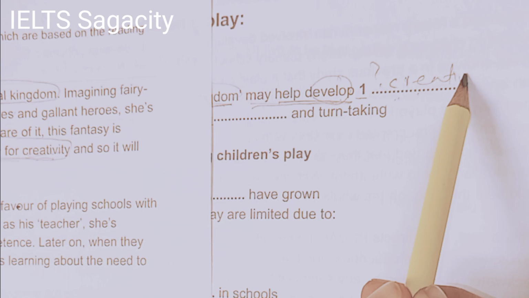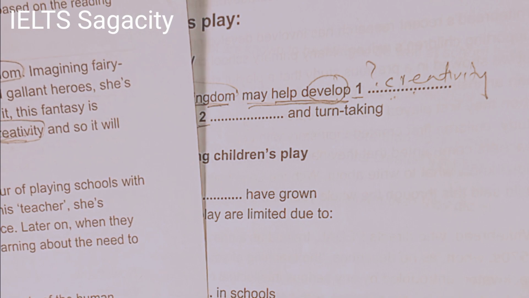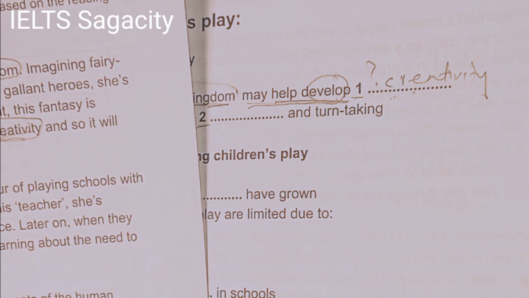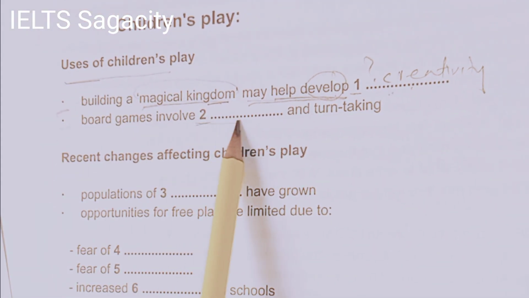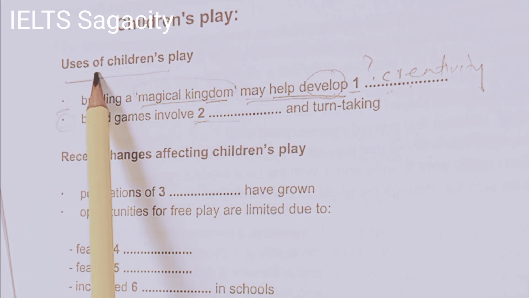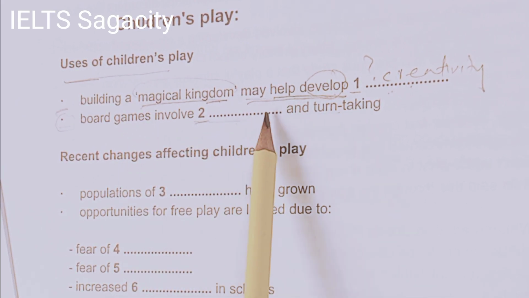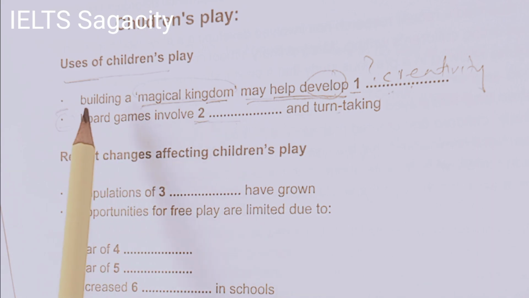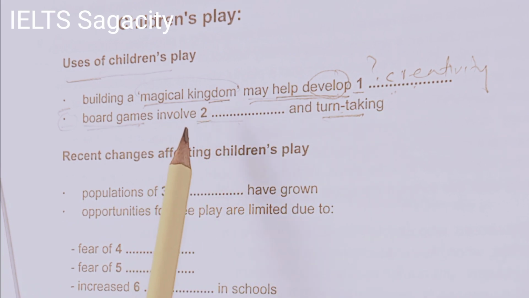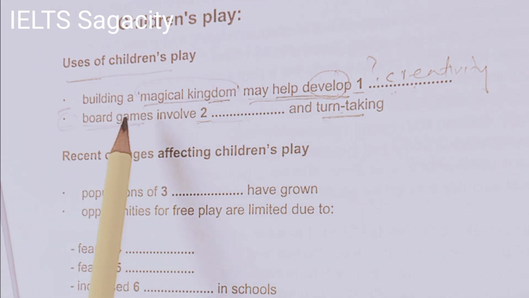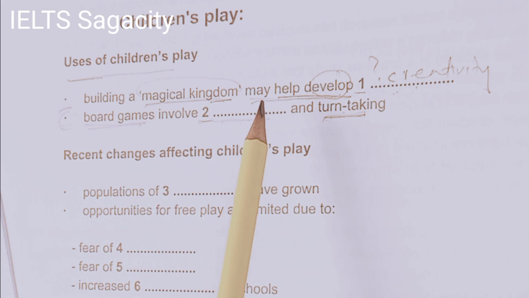And of course, whenever we find the answers in our reading module, what we do is we try to shift our answers onto the answer sheet as soon as possible. And as we can see, the next question is also another bullet point, which also comes under the umbrella of uses of children's play. Board games involve dash and turn taking. So there are 2 ideas which we need to consider here. Of course, board games is a keyword here, and turn taking is one, but we should also look for the structure of the sentence. We can see that board games involve 2 things. One is turn taking, the other is the answer.